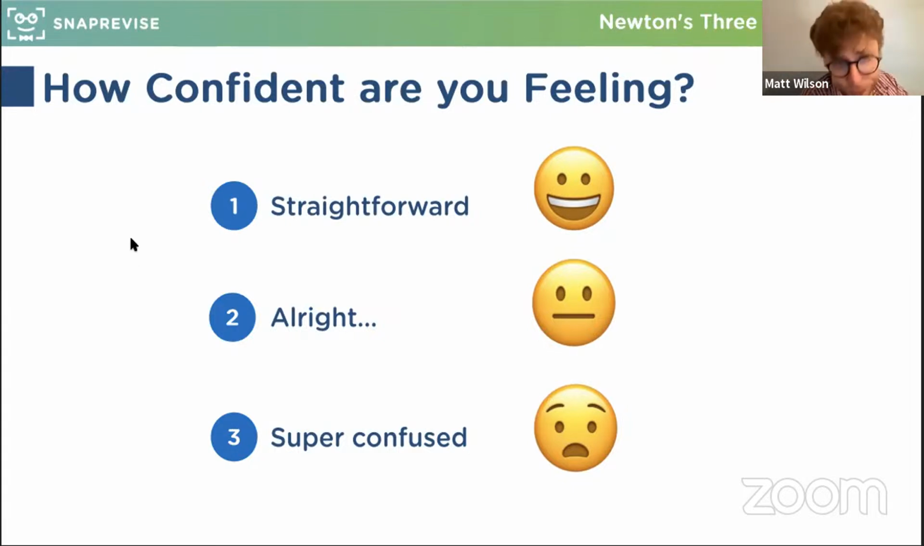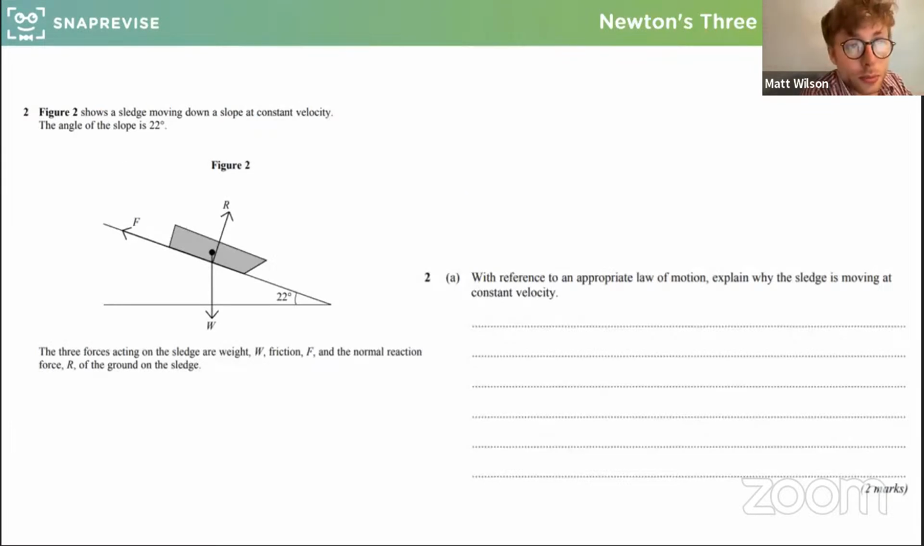Especially if anyone is confused about the situation with the slope, this is a question which is about practicing our understanding of objects on slopes. So figure 2 here shows a sledge moving down a slope at a constant velocity. You should ask yourself whether you can describe that with a word yet. You should ask yourself using Newton's laws what that tells you about the forces already. Constant velocity. Okay, the angle of the slope is 22 degrees. The three forces acting on the sledge are weight, friction, and the normal reaction force. They're all in the diagram, so I have nothing to draw. That's a great situation to be in.